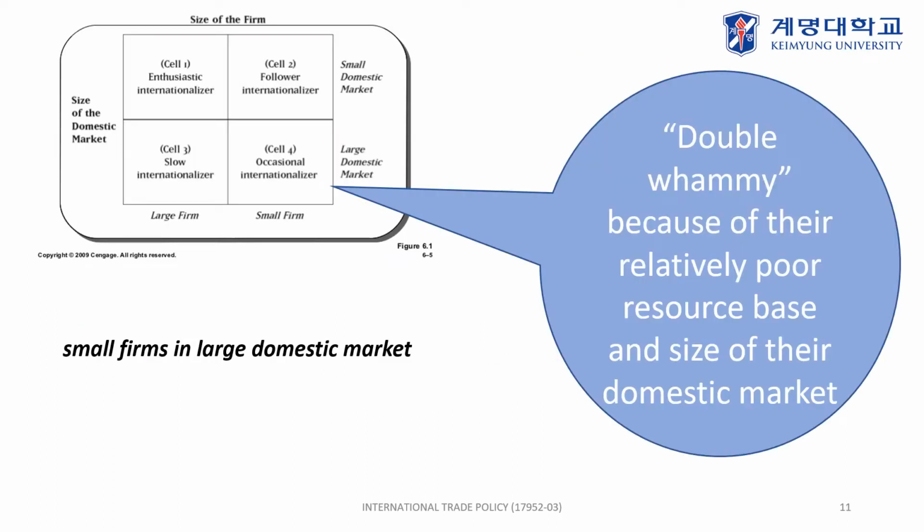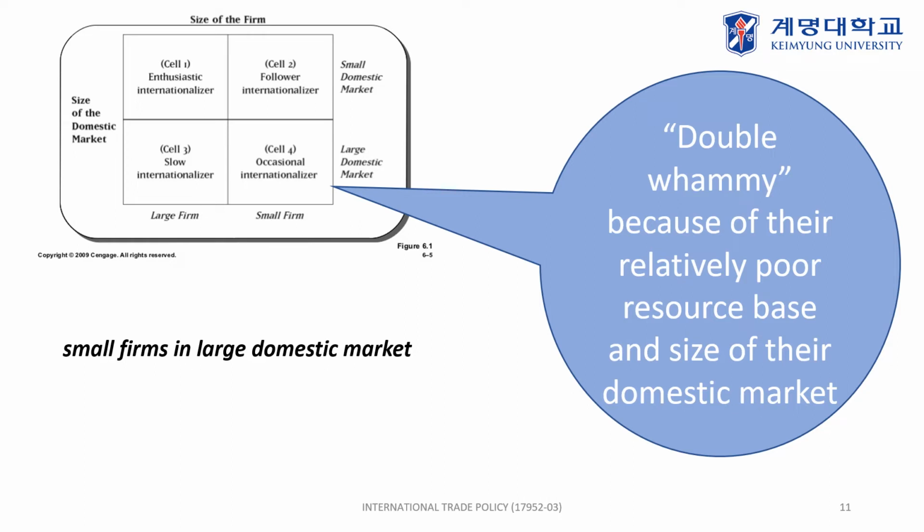An occasional internationalizer firm is a small firm in a large domestic market. This firm will only occasionally seek international opportunities because its small size limits the resources available to become internationalized. However, they will seize opportunities for international expansion if available, because their growth is limited domestically due to the size of their market share position.